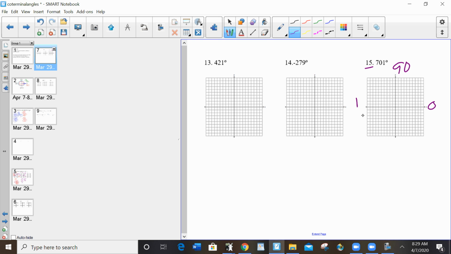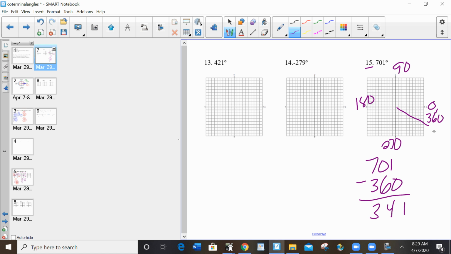0, 90, 180, 270, 360. 701. In order to sketch it, it needs to be between 0 and 360. It's not, so I have to subtract 360. That's going to be 341. Is 341 between 0 and 360? Yes. It's between 270 and 360. So I'm going to write 701, or I can write 341, whatever.